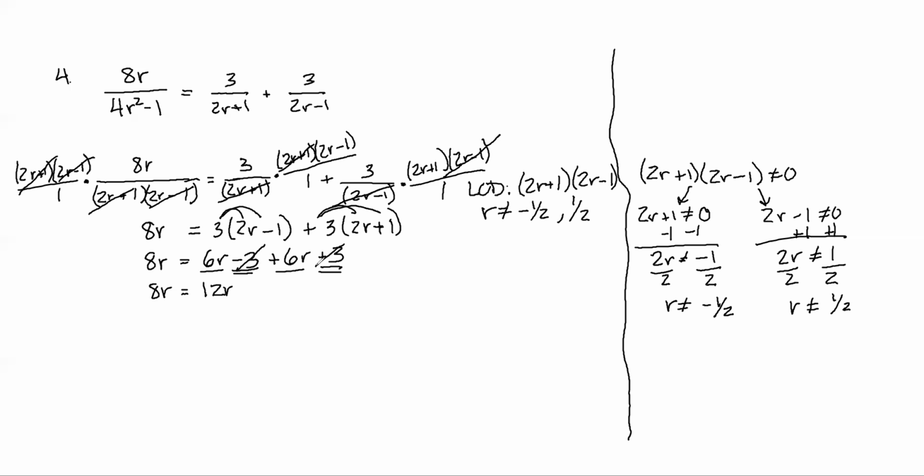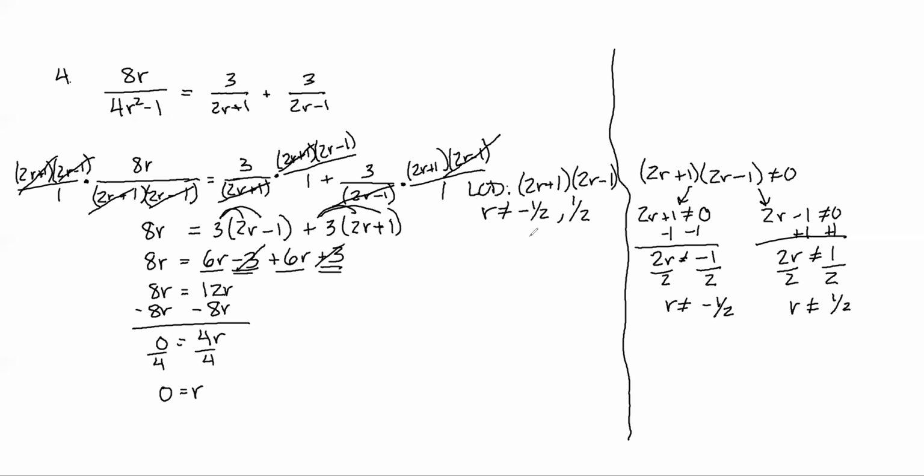We still want to get our r's on one side. So let's go ahead and move, I'm going to move the r's over to the right to keep them positive. Subtract 8r. Now on the left side, 8r minus 8r is 0. On the right, 12r minus 8r is 4r. And now if we divide both sides by 4, 0 divided by any number is 0. So r is equal to 0.